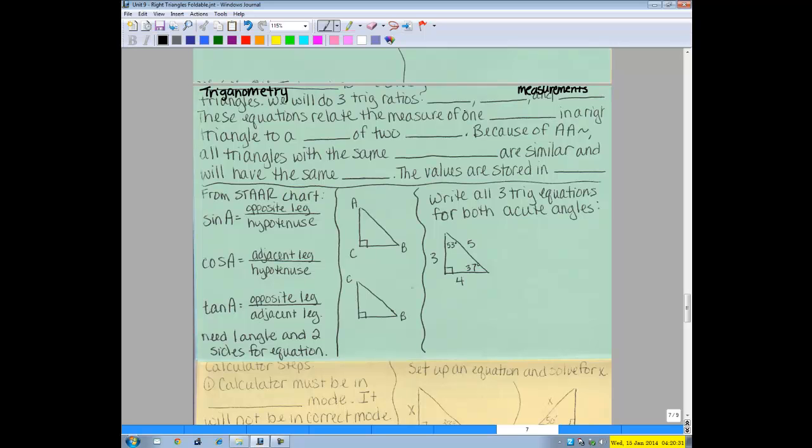We will do 3 trig ratios. They are sine, cosine, and I'm going to have to move this, tangent. These equations relate to the measure of one angle in a right triangle to a ratio of 2 sides.